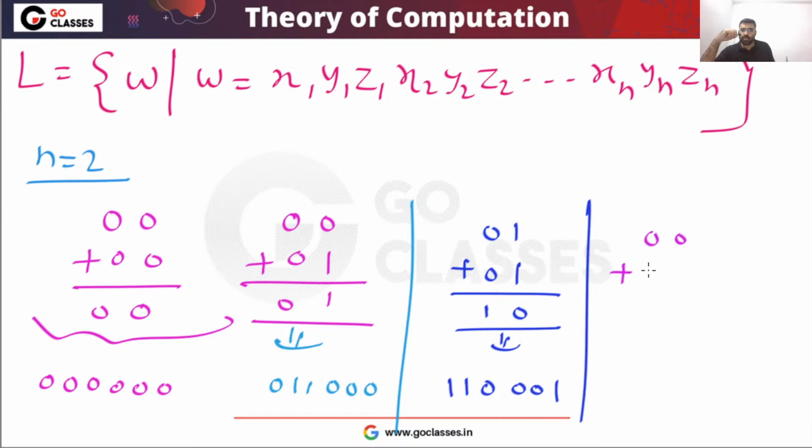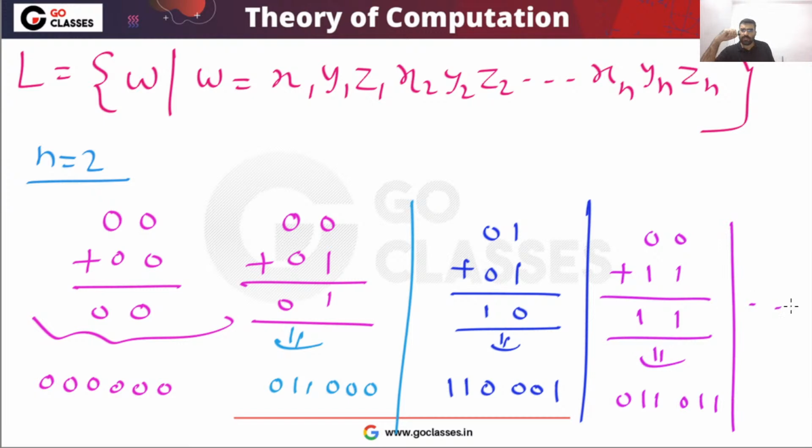Like for example, 0, 0 plus 1, 1. So what will I get? I will get 1, 1. So what string will I get? I will get this string 0, 1, 1, 0, 1, 1, and so on.